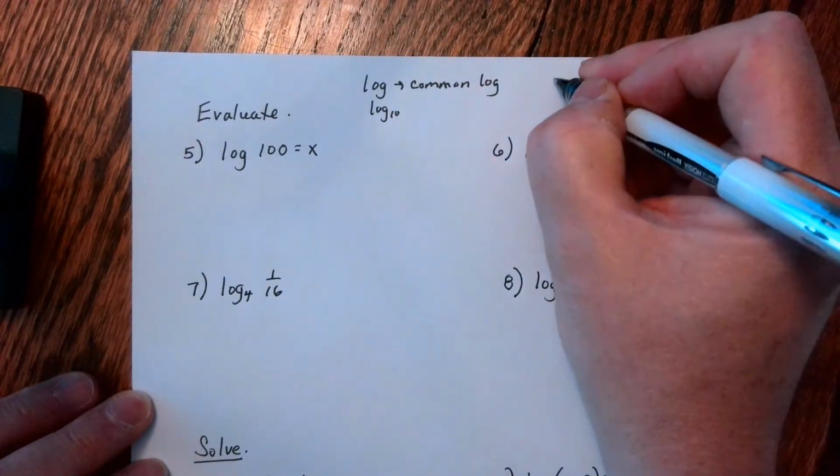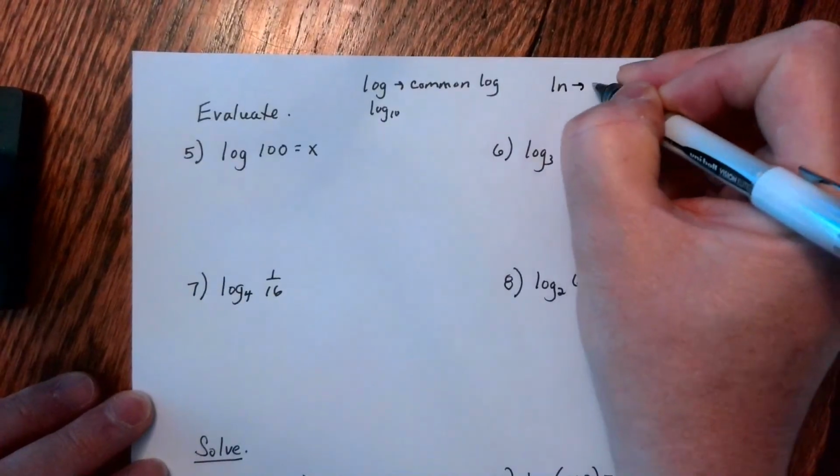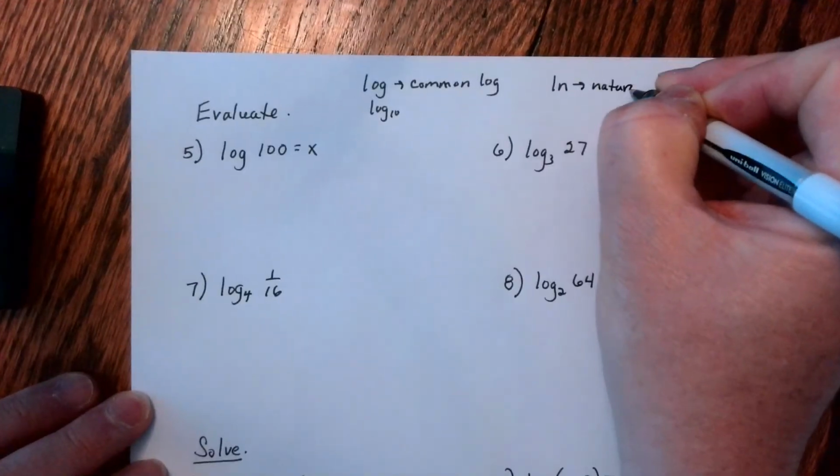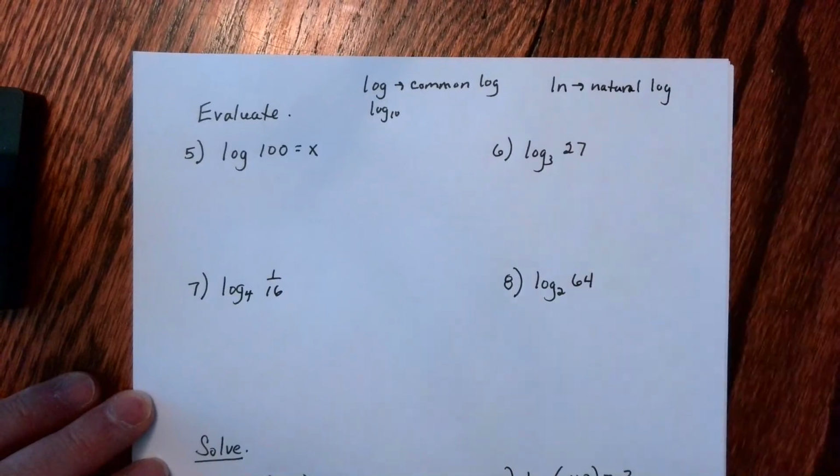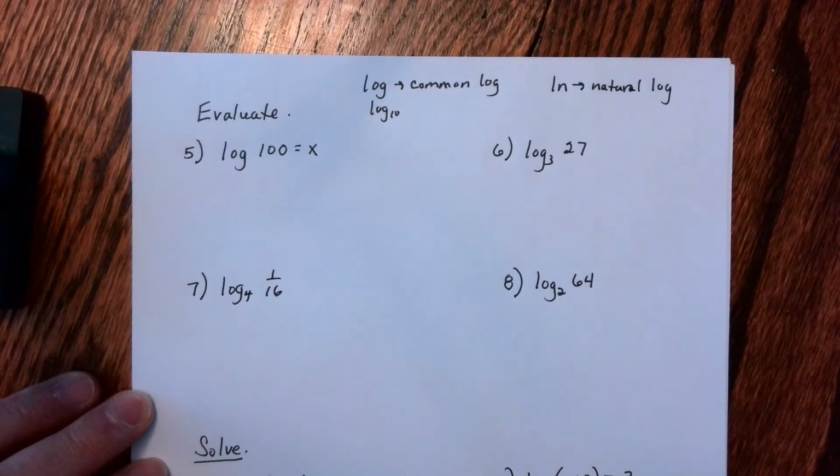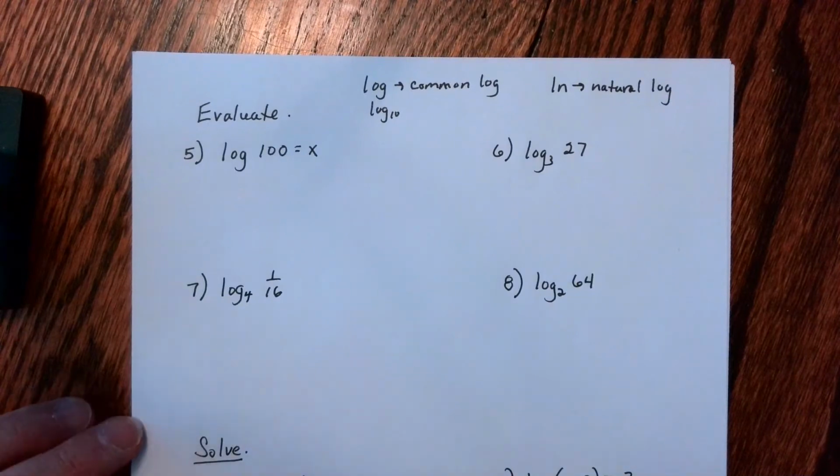There's also another type of log. It's called a natural log. And if you look on your calculators, you'll see ln. ln comes up more frequently in physics and biology and other applications with formulas because the natural log is basically the inverse of the natural exponential. So it has a base of 2.71.